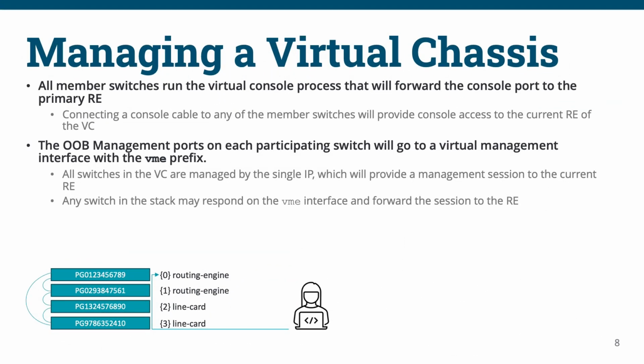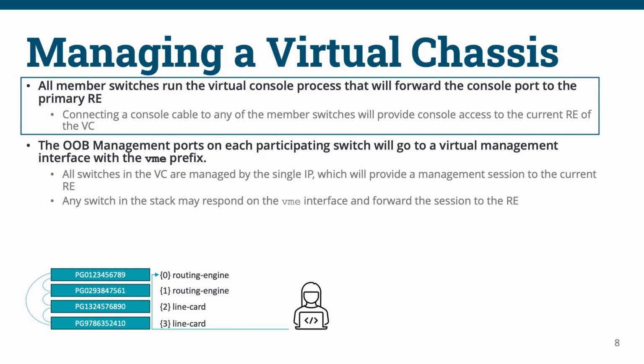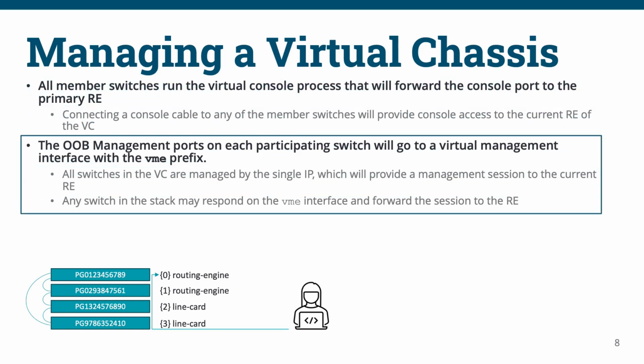When starting a management session to a virtual chassis, you will always be connected to the primary RE. This is regardless of you plugging into the console port on any of the member switches, or if you SSH into any of the out-of-band management interfaces. Each member switch will run the virtual console process when it is a member of the VC. This will forward any serial console connections to the primary RE that is active at the time. Similarly, all switches will use a VME interface, or Virtual Management Interface, for accessing the out-of-band management interface.